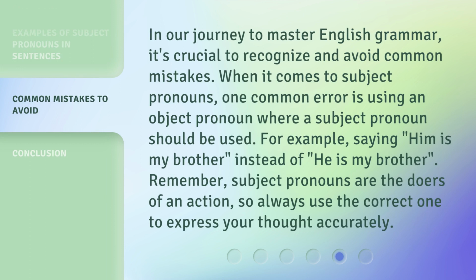In our journey to master English grammar, it's crucial to recognize and avoid common mistakes. When it comes to subject pronouns, one common error is using an object pronoun where a subject pronoun should be used. For example, saying, "him is my brother," instead of, "he is my brother." Remember, subject pronouns are the doers of an action, so always use the correct one to express your thought accurately.